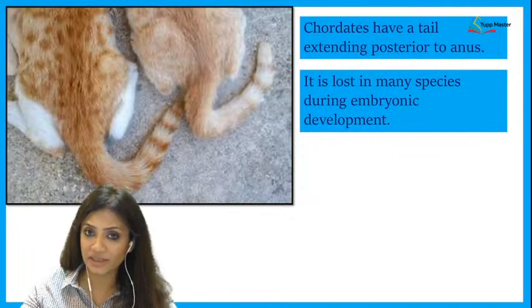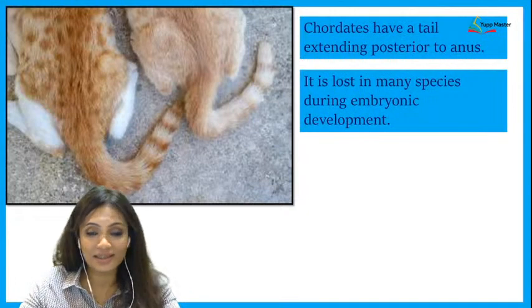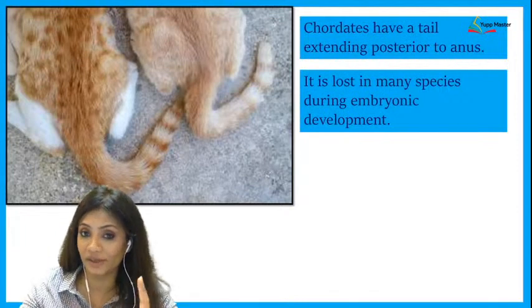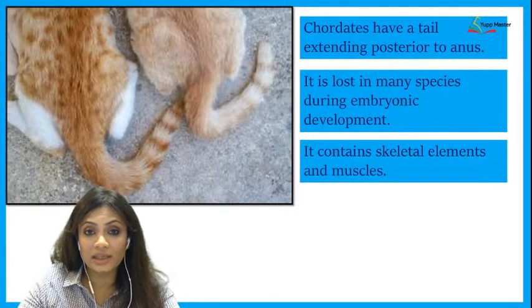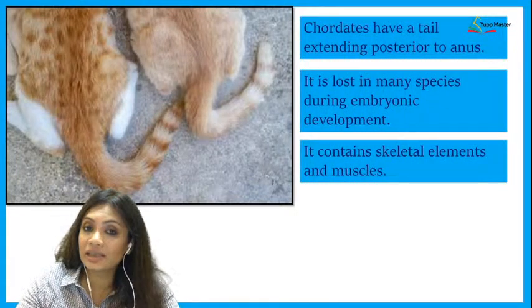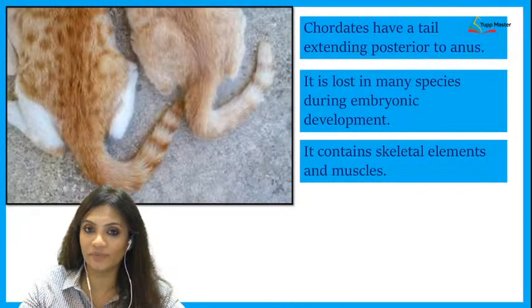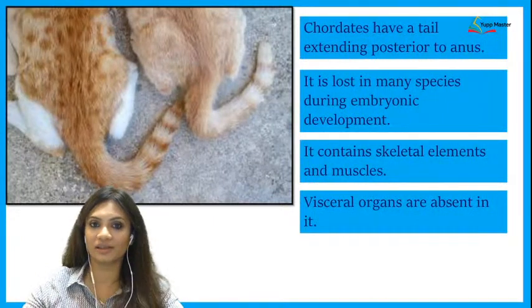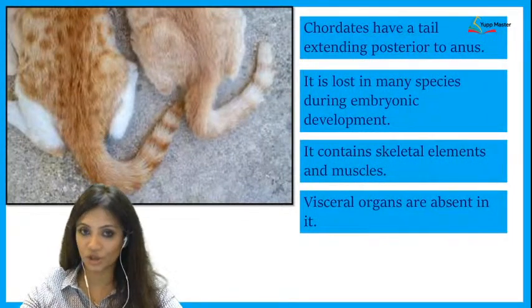In many species, we see that this tail is lost. Like us, do we have tails? Not at all. So in many species, the tail is completely lost, okay, and that too when? During the embryonic development only. You're not born with tails, are you? And what exactly does this tail contain? The tails may have skeletal elements and muscles also, but strictly there are not going to be any visceral, internal organs present at the level of the tail. There will only be skeletal and muscular elements found over there. Okay.